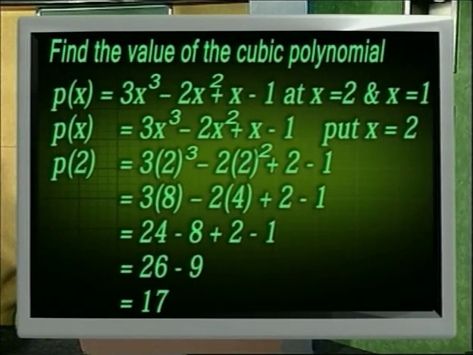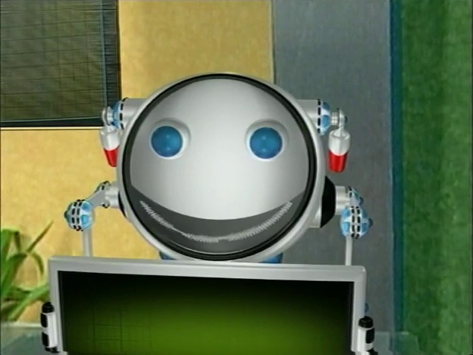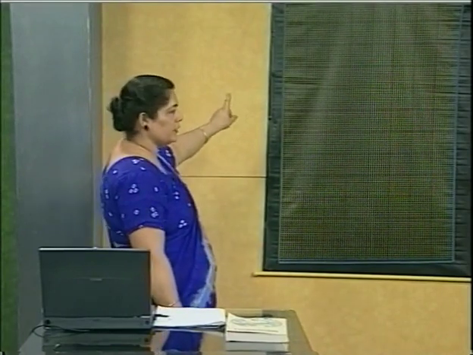That is, the value of the cubic polynomial at x is equal to 1 is 1 and at x is equal to 2 is 17. Ma'am, can I ask you a question? Yes, go on. Ma'am, why are the zeros of the polynomial so important? Yes, to understand it, the geometrical representation of linear polynomial and quadratic polynomial, we need to represent them on a graph paper. Now, this is a graph paper and this is a roll-up board on which we can represent the graph.